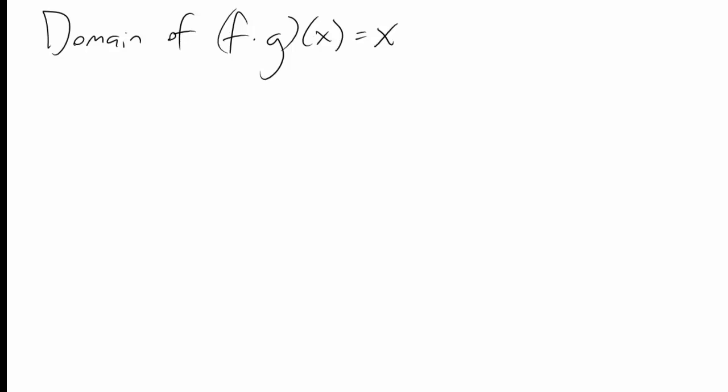So here we're looking for the domain of f times g of x, which we found to be equal to x. So the temptation here would be to say, well, x is x, there's nothing wrong with just having good old-fashioned x. So our domain would be all real numbers. You could do it this way, or you could write negative infinity to infinity. However, that would in fact be incorrect.